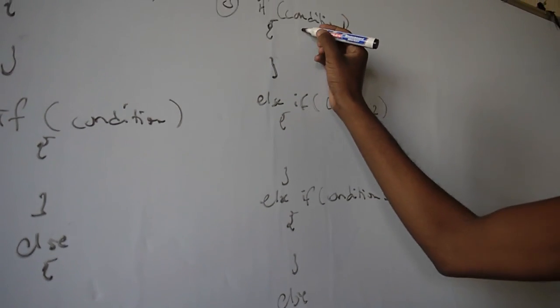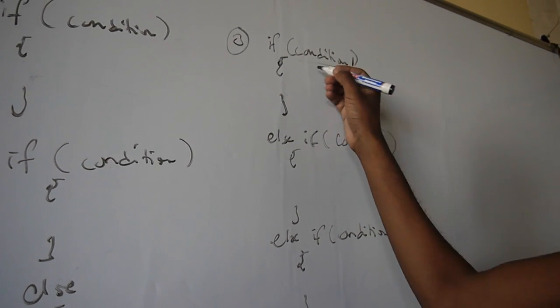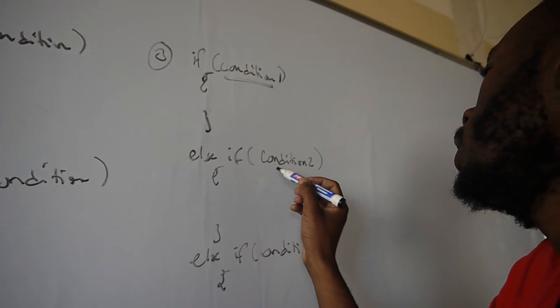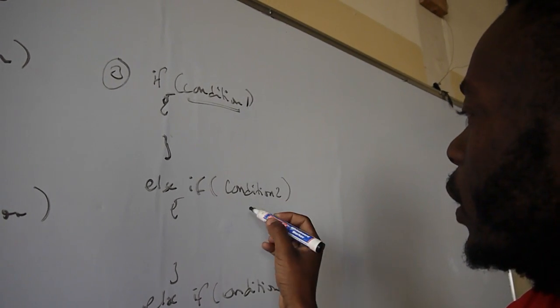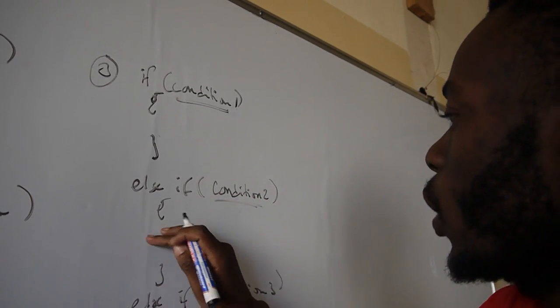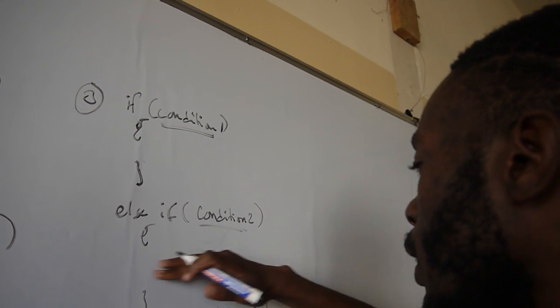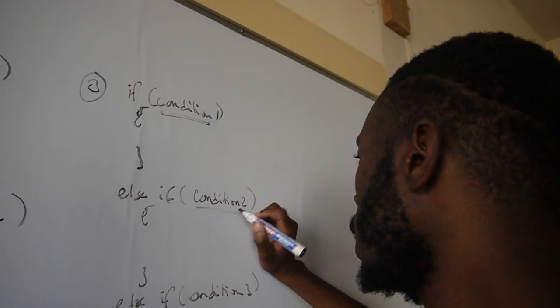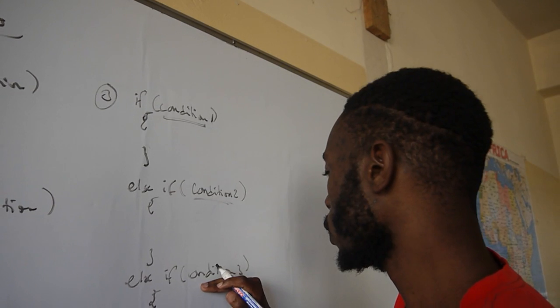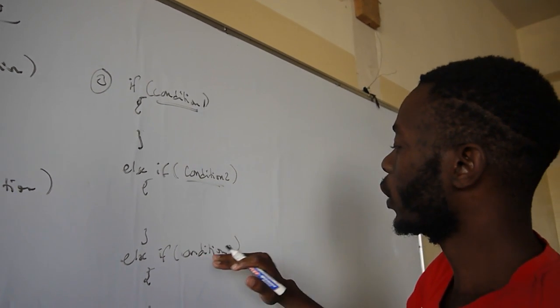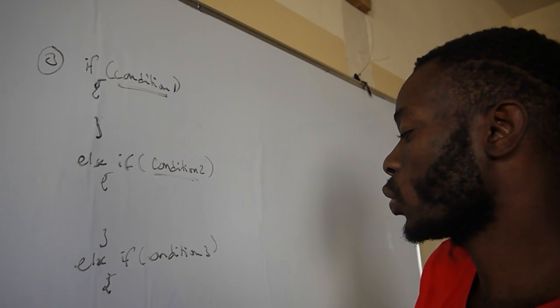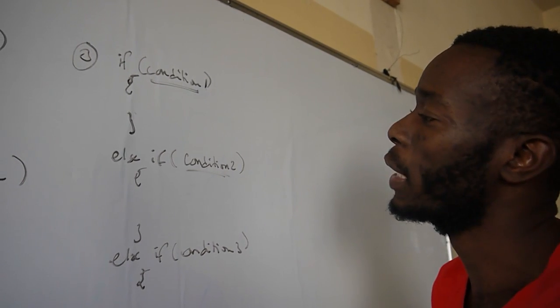It first checks if the available condition suits this condition. If it doesn't suit this condition, then it checks this one. If it's equal to this one, then it executes this block. Then if the second condition is not available, it checks for condition number 3. If condition number 3 is not available, it executes the last part.